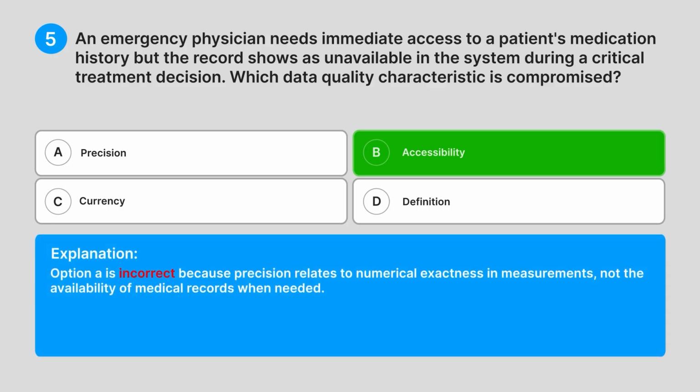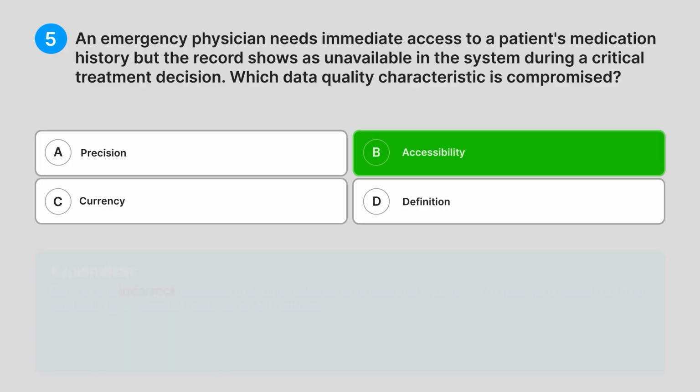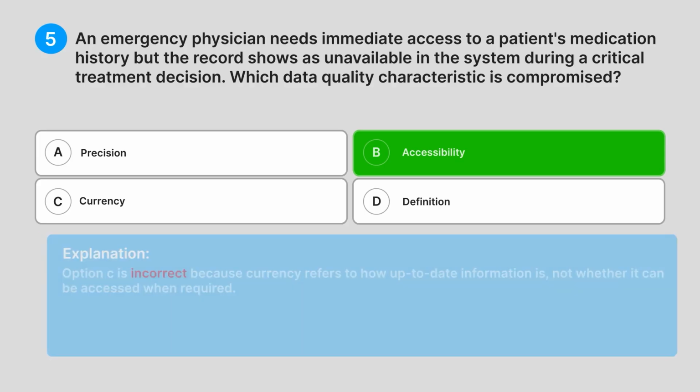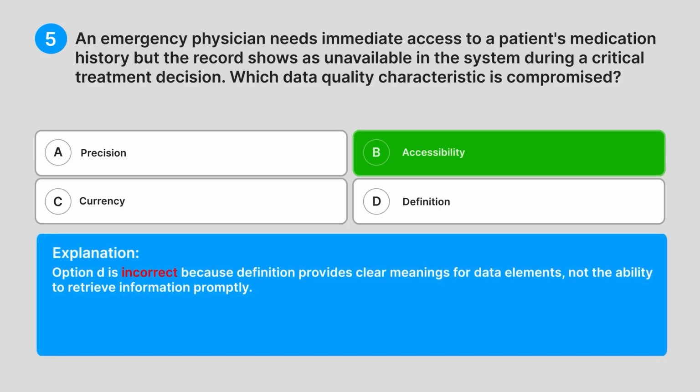Option A is incorrect because precision relates to numerical exactness in measurements, not the availability of medical records when needed. Option C is incorrect because currency refers to how up-to-date information is, not whether it can be accessed when required. Option D is incorrect because definition provides clear meanings for data elements, not the ability to retrieve information promptly.